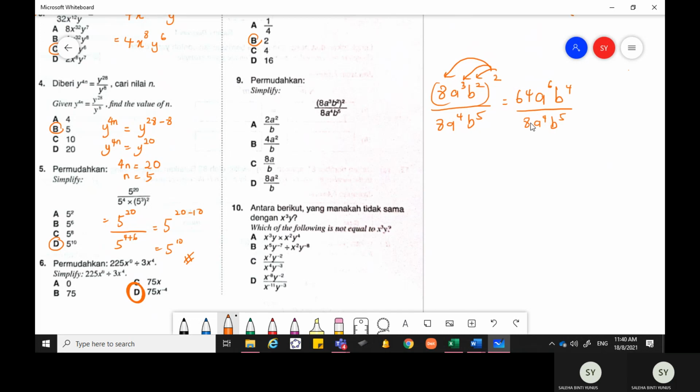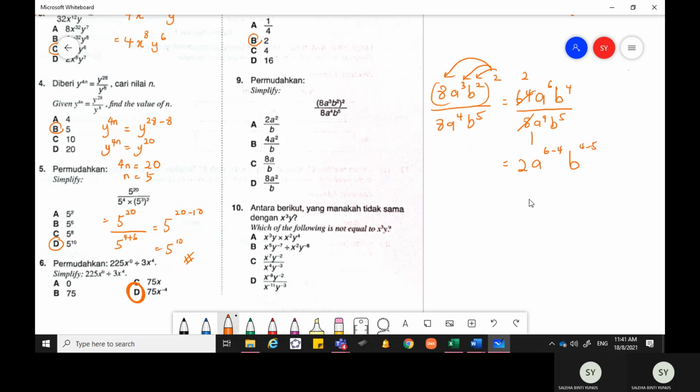Okay, kita boleh simplify. So 8 dengan 64 kita boleh kecilkan. Okay, 8 bagi 8, 1. 64 bagi 8, 2. So yang ini pun sebenarnya kita boleh cancel out. Tapi takut cancel out salah. Jadi kita terus buat guna division rule. So this one divide A to the power of 6 divided by A to the power of 4. So just minus the power. So 6 minus 4. And then B 4 minus 5.